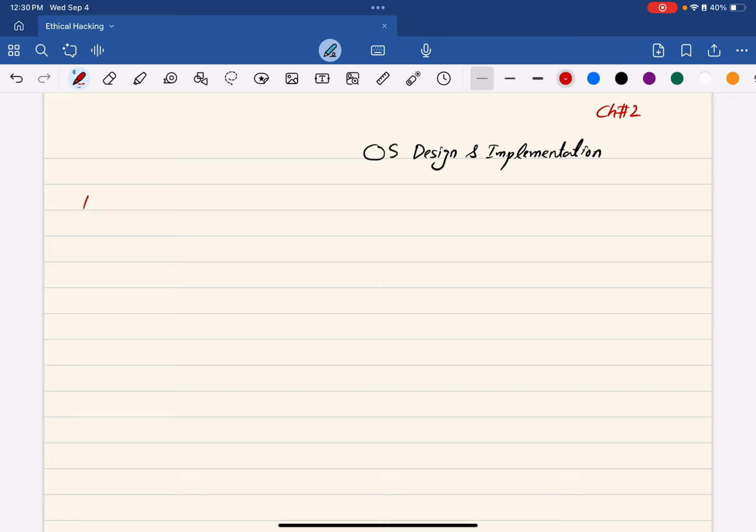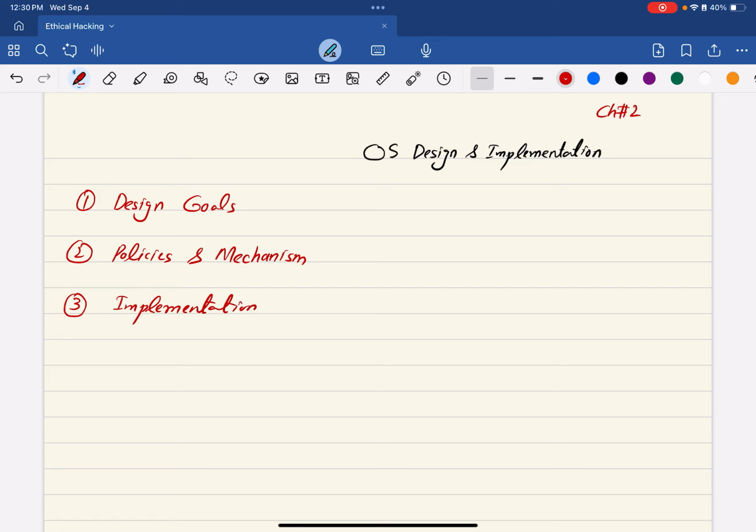So there are mainly three steps which are involved in operating system design and implementation. First is called the design goals. Second is called policies and mechanism. This is the second step of designing and implementation. And the last step is implementation.